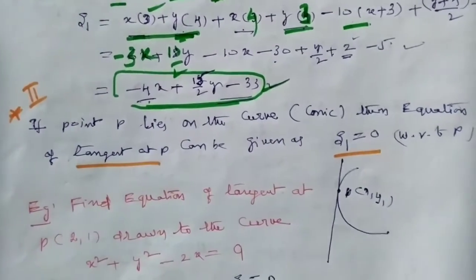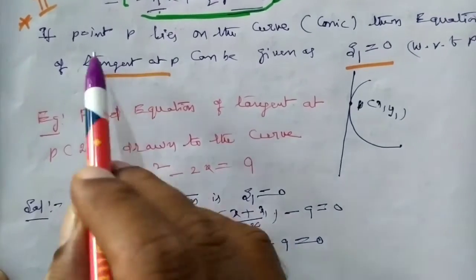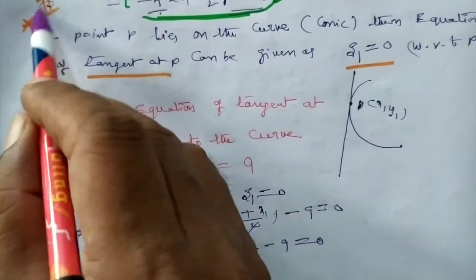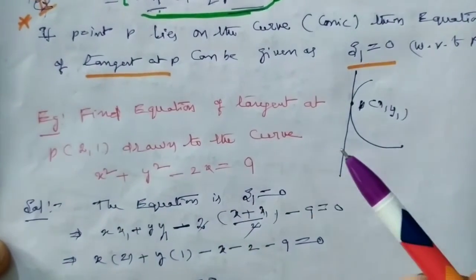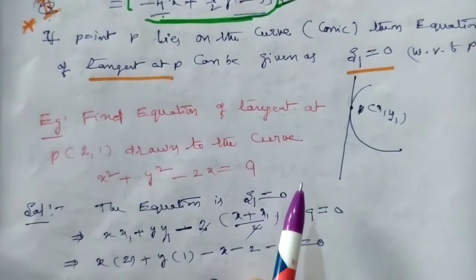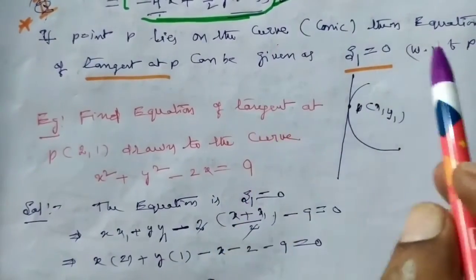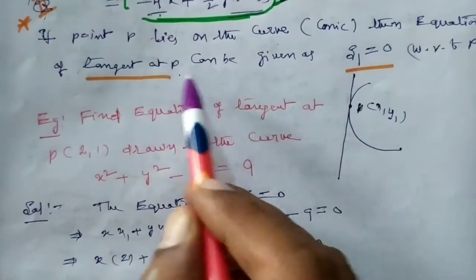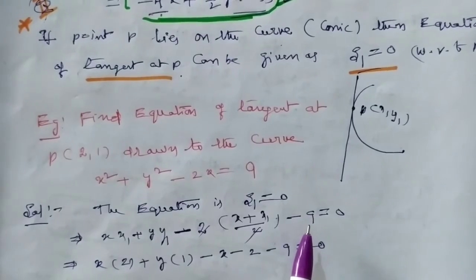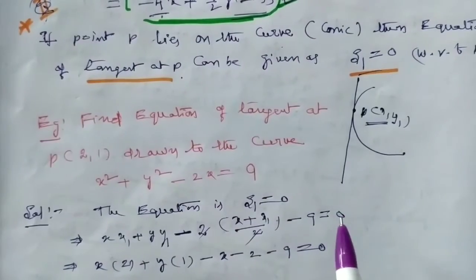Now the second point of our discussion: if a point P lies on the curve, we use S1. We studied the notations, but where to apply them is what we learn here. If P lies on the curve, then the equation of the tangent at P is given by S1 is equal to 0. Whenever the point P (x1, y1) lies on the curve, we use S1 is equal to 0.